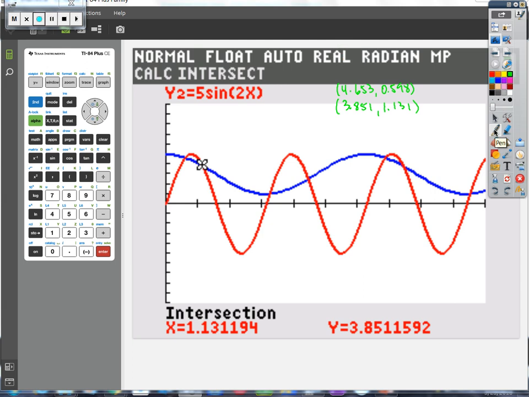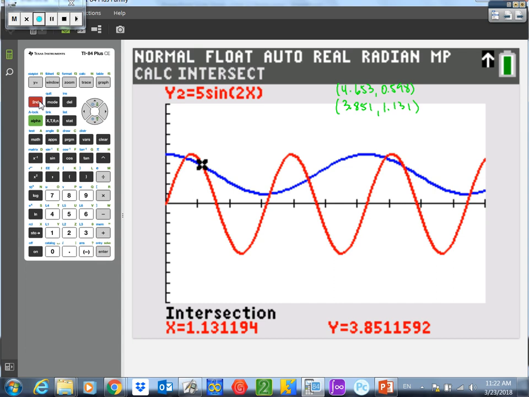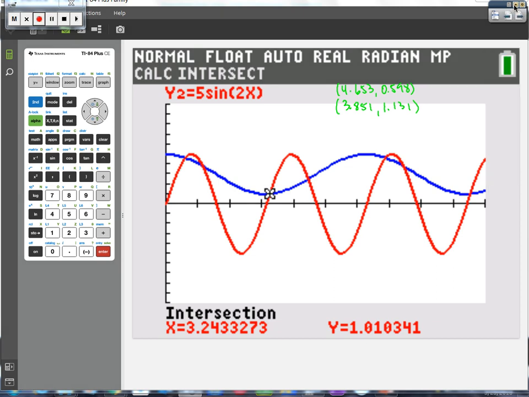All right. Let's look at our next one. So second, calc, intersect. Let's go over here and take a look at that one. Okay, there's that intersection. Let's copy that one down. Let's put it right here. So that angle measures 1.010 and then 3.243.